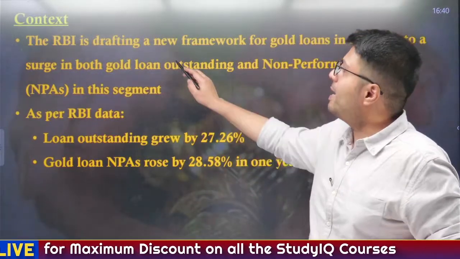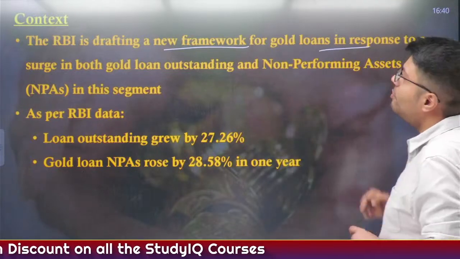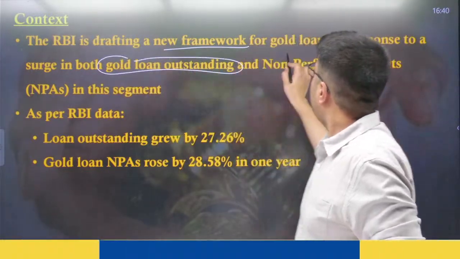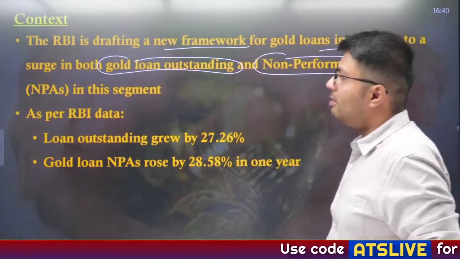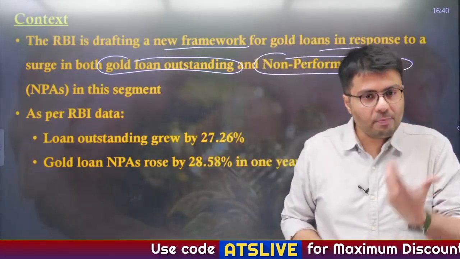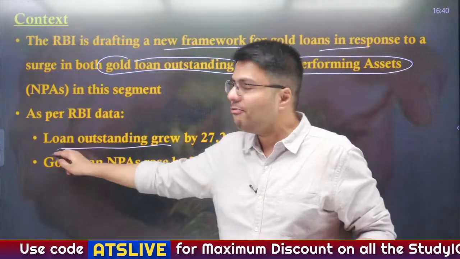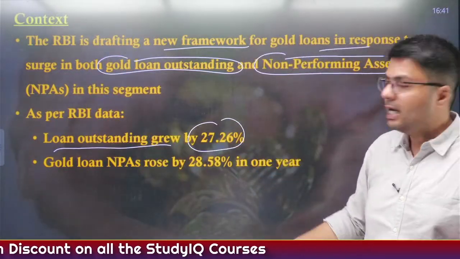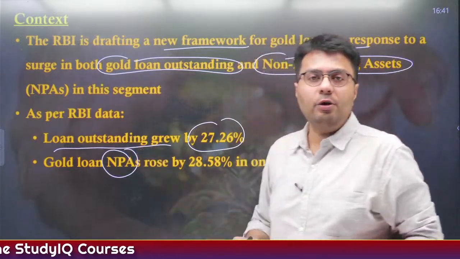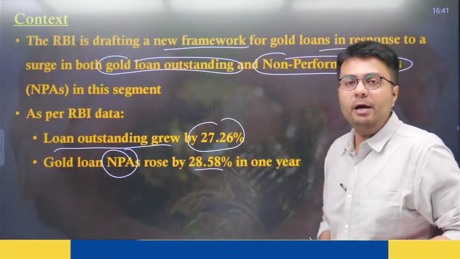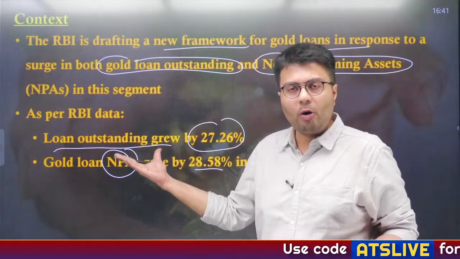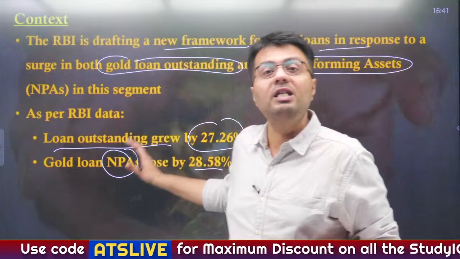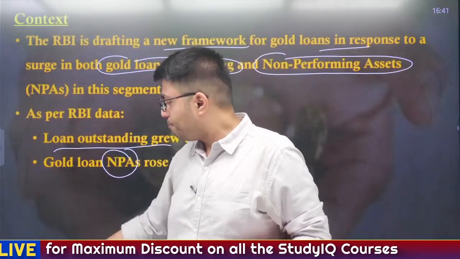Okay. Now RBI is drafting a new framework for gold loans in response to the surge in both the outstanding amount of gold loans and the amount of non-performing assets related to gold loans. As per RBI data, the amount of loans given under the gold loan scheme has increased by 27.26%, and the amount of NPAs relating to gold loans has increased by 28.58%. These figures are not important. I have used them to demonstrate the extent of the problem, right? You need not remember these figures, just remember the trend, okay?